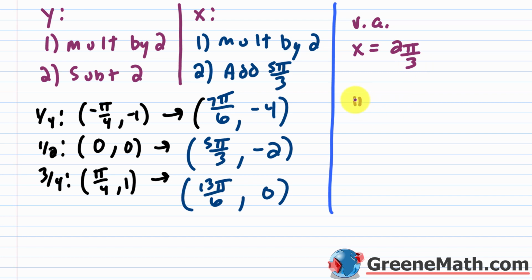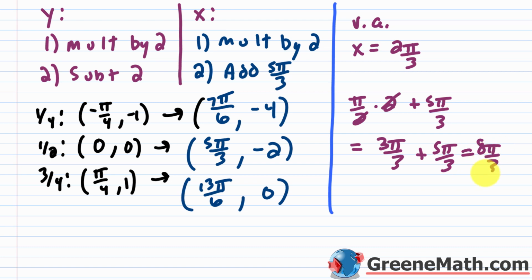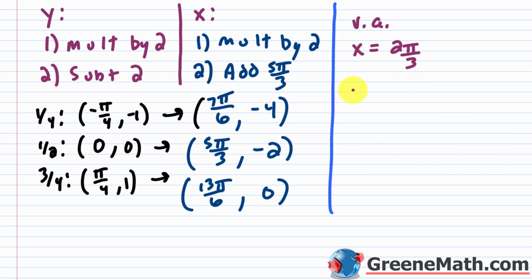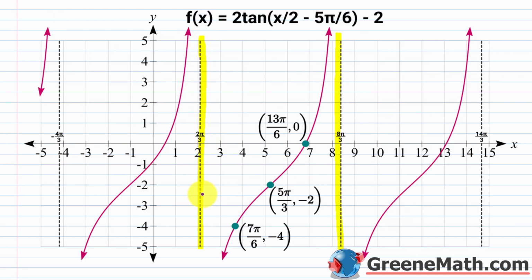And then the other one, you'd have pi over 2. Again, you multiply by 2, and then you're going to add 5 pi over 3. So this would cancel. So you're going to end up with pi. You could write that as 3 pi over 3, and then plus 5 pi over 3. So that's 8 pi over 3. So the other one would be x equals 8 pi over 3. Again, coming back to the graph, here's your x equals 2 pi over 3. Here's your x equals 8 pi over 3. Now, if you're trying to go to the right or to the left to extend the graph, all you have to do is use your period.